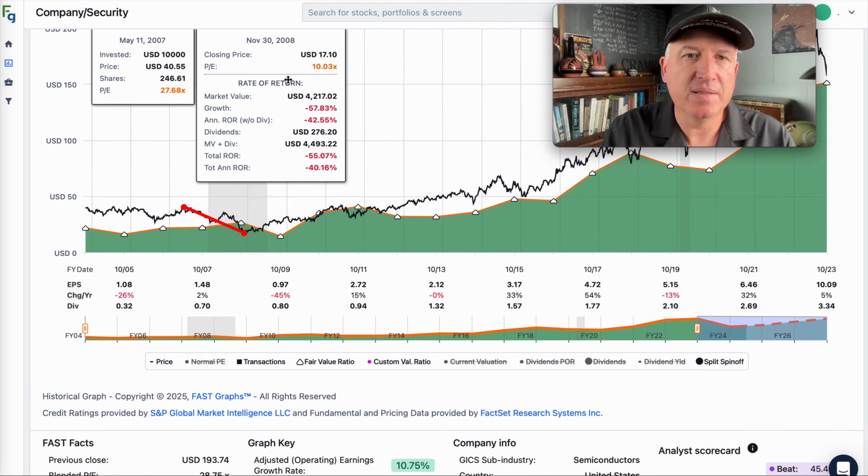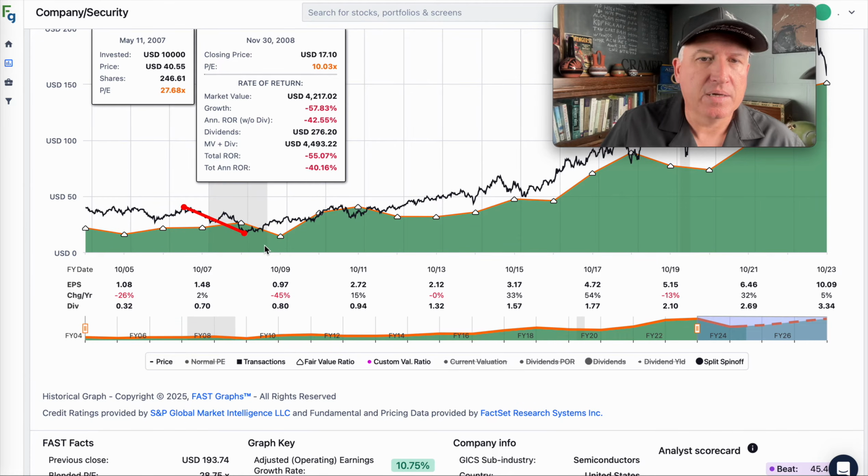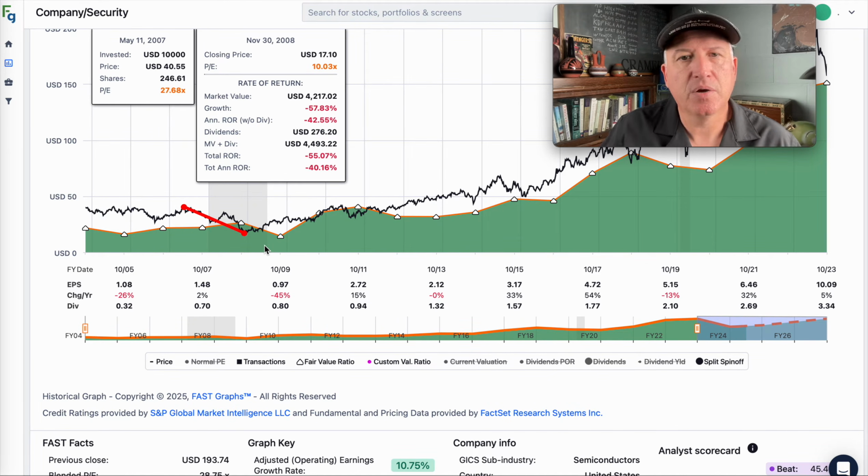So the market fell about 55 to 60% during this time here in 2008, and Analog Devices fell essentially the same amount, the stock price. So that tells me, based on this one recession, that it's not necessarily too much more cyclical than the wider market.